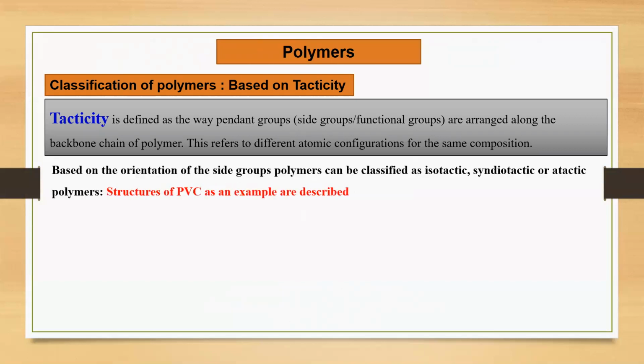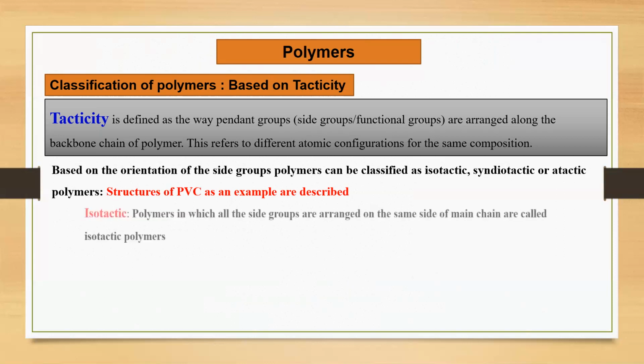So based on the orientation of the side groups, these polymers can be classified as isotactic polymers, syndiotactic polymers, or atactic polymers. The properties of these polymers are majorly affected by how these side groups are arranged along the backbone chain, that is, tacticity greatly affects the properties of the polymers. To understand this tacticity, I'll be taking up the example of PVC, that is polyvinyl chloride.